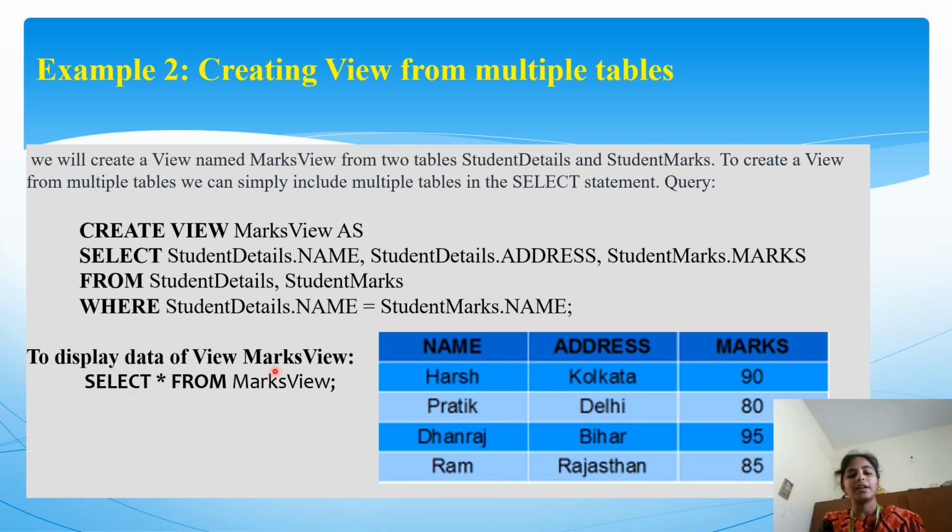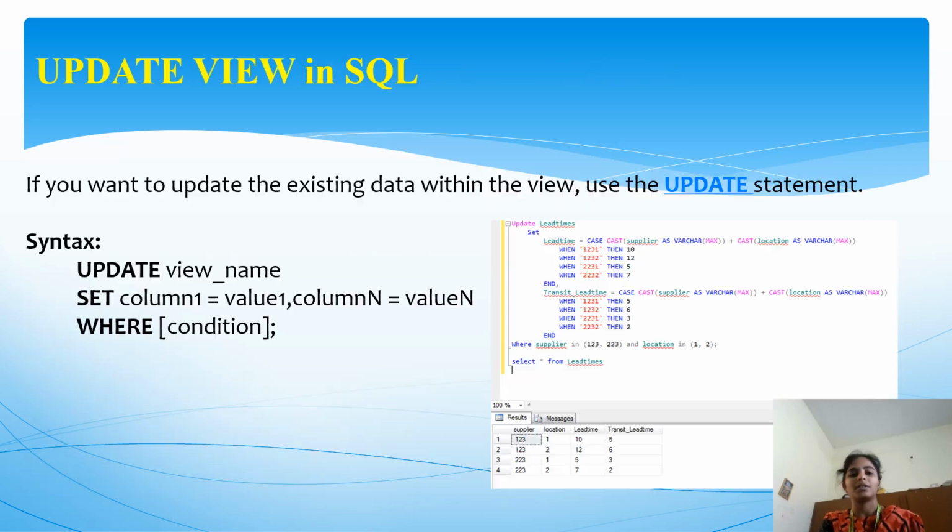To display the data of marks view, we can use the statement select star from marks view. Then the table structure will be created like this. Here we can see a view using two tables, that is, student details and student marks.